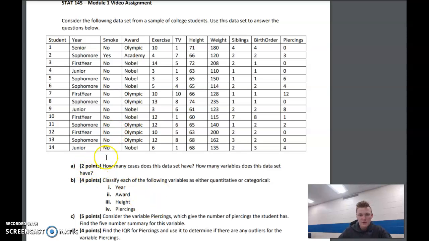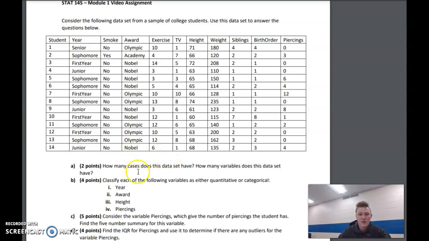So to start off with the first question, how many cases does this data set have? Each student is an individual case, so therefore we have 14 cases for this data set. And how many variables we have is everything consisting of the student. So year, smoke, award, exercise, TV, height, weight, siblings, birth order, and piercings. There's 10 total variables for this data set.